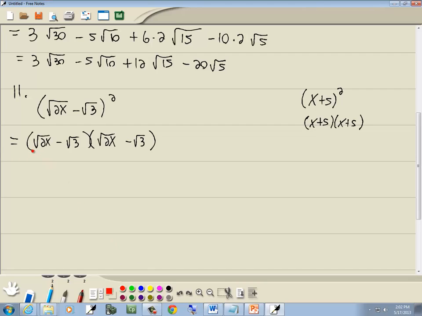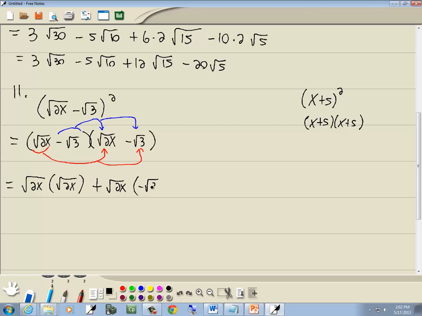So we take our first radical here, the square root of 2x, multiply it times square root of 2x, multiply it times negative square root of 3. We'll take our second radical, the negative square root of 3, multiply it times square root of 2x, and times negative square root of 3. Well, we got square root of 2x times square root of 2x. We got square root of 2x times negative square root of 3. Negative square root of 3 times square root of 2x. And negative square root of 3 times negative square root of 3. I'm just following the arrows, seeing what to multiply together.